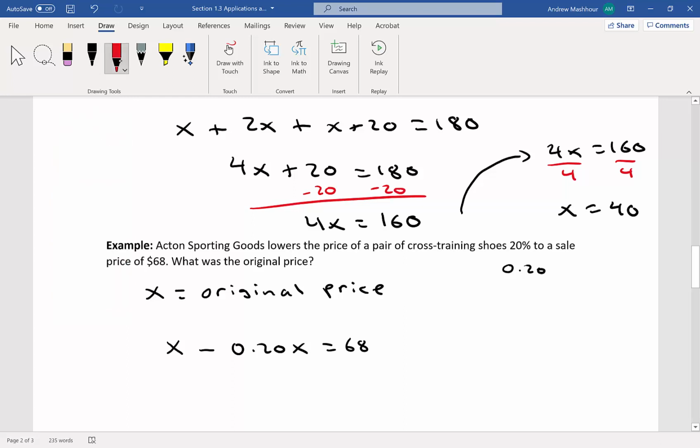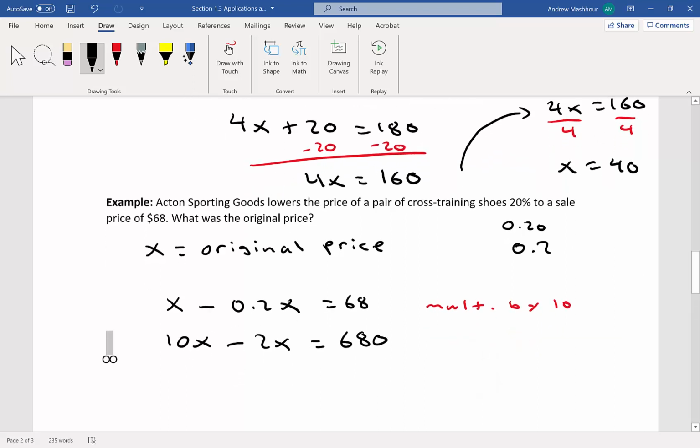You could do this a couple of ways. If we follow our strategy from section 1.1, we could eliminate the decimals. To eliminate the decimals here, I can multiply by 10. Since 0.20 is just the same thing as 0.2, let's change this to 0.2x. Now I'm going to multiply each term here by 10. So I have 10x minus 2x is equal to 680.